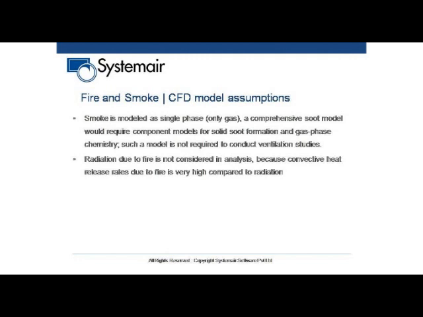These are a few assumptions that we make while doing CFD analysis. We assume smoke to be completely single phase, that is, a gaseous phase, but actually there are some solid particles in the smoke which we ignore in the CFD model, which are not needed for ventilation studies. Then radiation due to fire is ignored because in a ground fire, convection is much faster than radiation, so we can safely ignore that. And a few more assumptions like that we take.